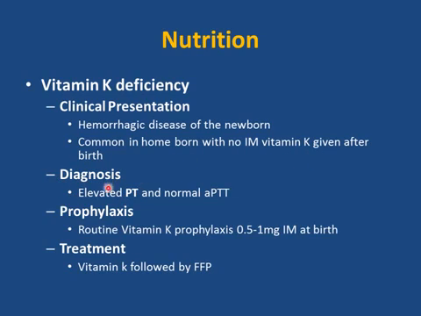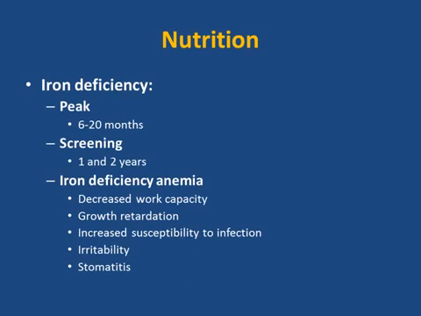Diagnosis is usually an elevated PT. So if you want to test for vitamin K deficiency, you order PT, and the PT will be elevated. The routine vitamin K prophylaxis is 0.5 to 1 milligram IM, or intramuscular, at birth. The treatment is vitamin K followed by fresh frozen plasma.